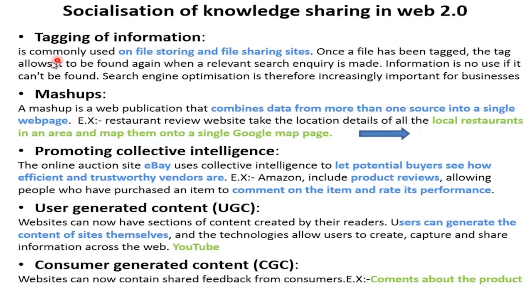How does it happen? Tagging of information is commonly used on file storing and file sharing sites. Once a file has been tagged, the tag allows it to be found again. You know that in Facebook also, if you tag somebody, that will be posted on their profile. The same mechanism applies in other websites also: if the information is tagged for review by somebody else, that also will appear on their profile.